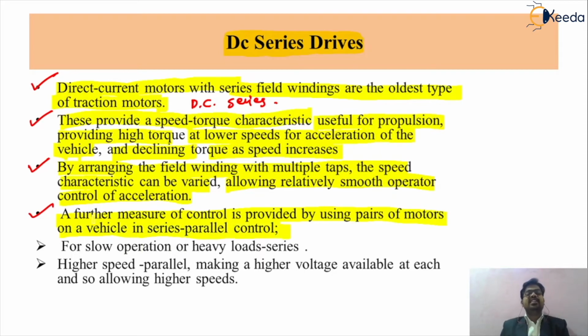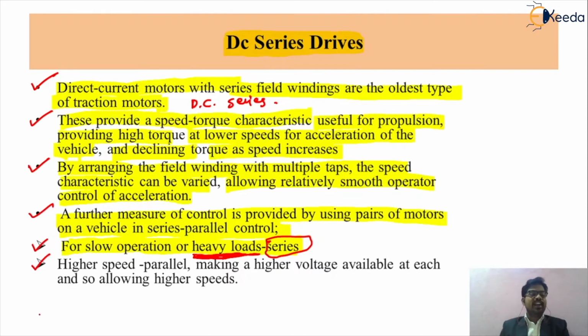So what do you mean by series? What do you mean by parallel? So friends, if you want slow operation for a heavy load, at that time we prefer two motors connected in series. This is a very important concept. It means that if you want an operation that is slow but the load is very high, for such a transmission mechanism, we connect two motors in series. So this is one of the important concepts.